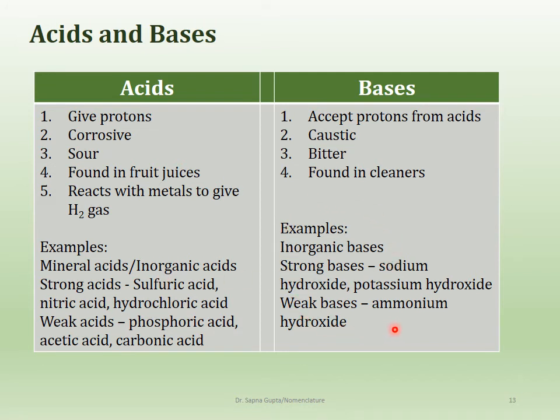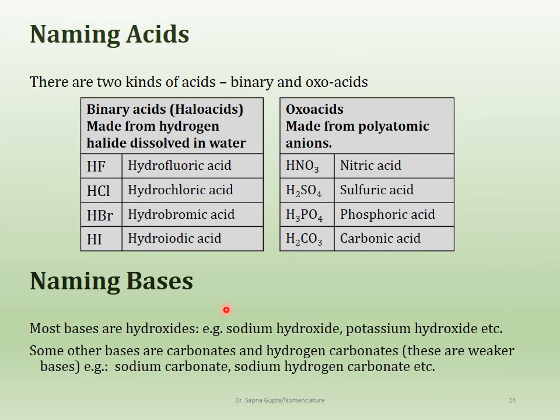And examples for bases: strong bases would be sodium hydroxide, potassium hydroxide. Weak bases are ammonium hydroxide. That's the only one. You should be able to write the formula of all the hydroxides at least. We'll write the formula for the acids. So here we are with the different kinds of acids.